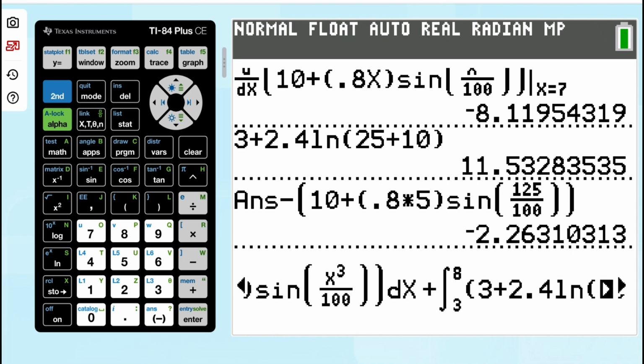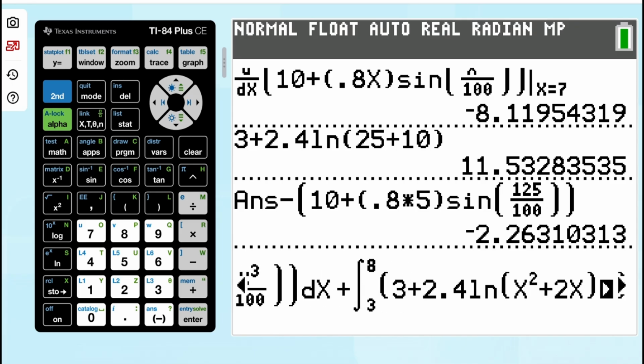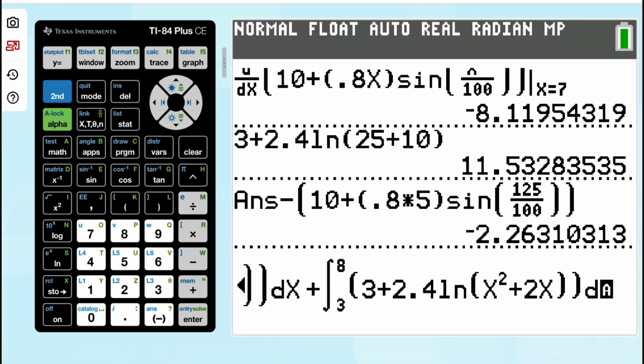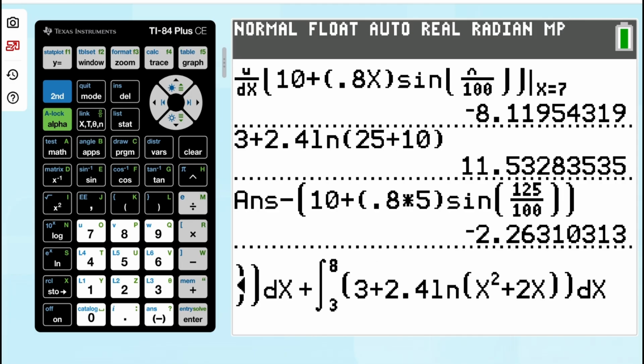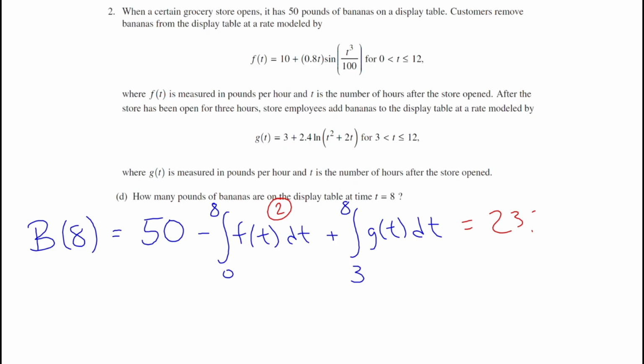Close the natural log parenthesis. We've already got the closed parenthesis there for the end of the integrand. We'll put our dx there, hit enter, and hopefully we've typed it all in correctly and got 23.347 pounds of bananas. And that gives us 1 more point for getting the actual answer. That's all 9 points here for question number 2, this rate FRQ from the 2017 exam.